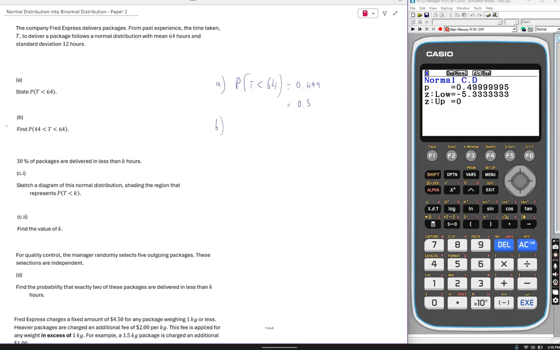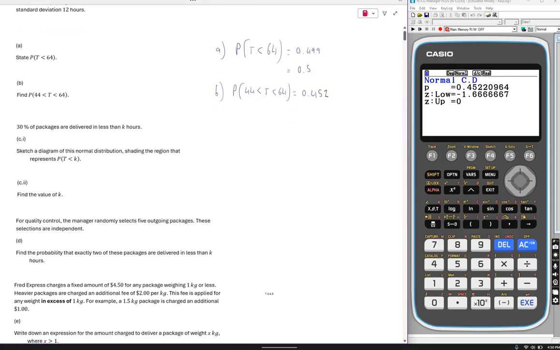For B, we want the probability that T is between 44 and 64. So 44 is less than T, which is less than 64. Same deal, but let's change the lower bound to 44. The upper is going to be 64. Press equals, and we get 0.452.